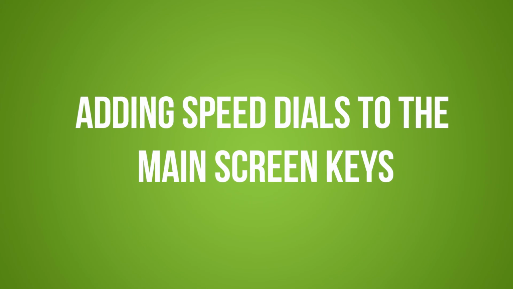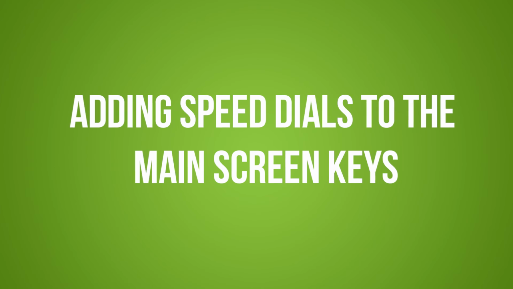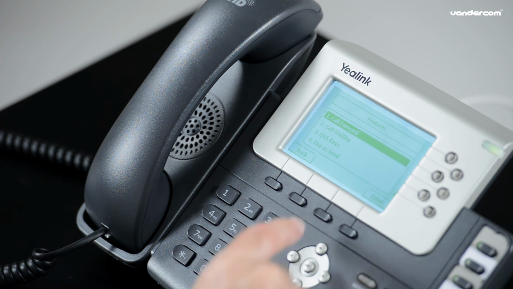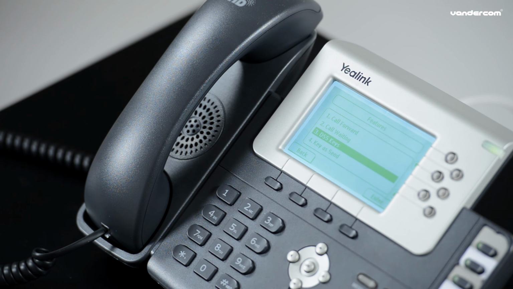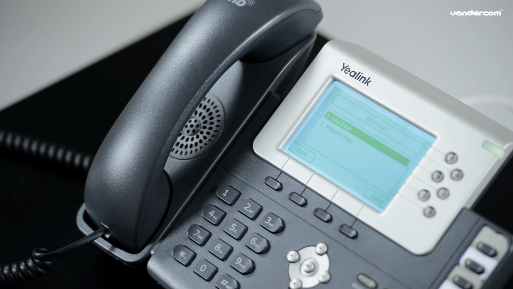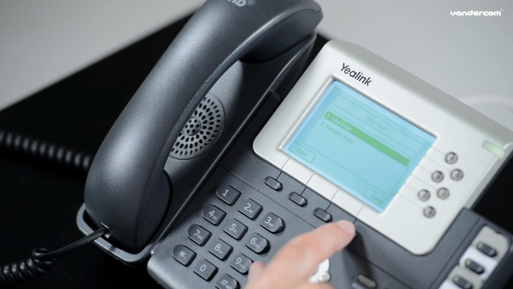Adding speed dials to the main screen keys. Press the Menu Soft key. Use the down arrow to select Features or press 2. Scroll using the down arrow key to DSS keys, or press number 3 and enter. There are line keys which program the 6 buttons on the side of the screen, and there are memory keys which program the strip of 10 keys. Select the line keys and enter.